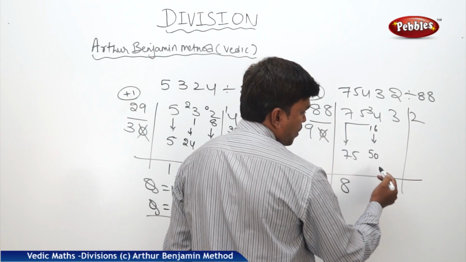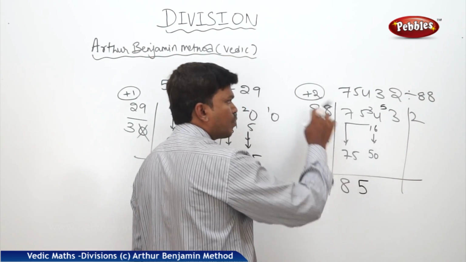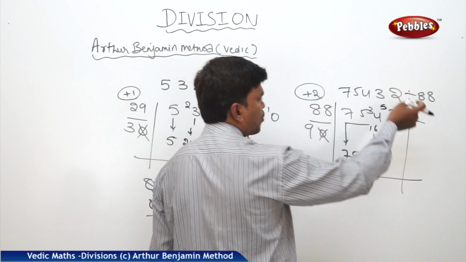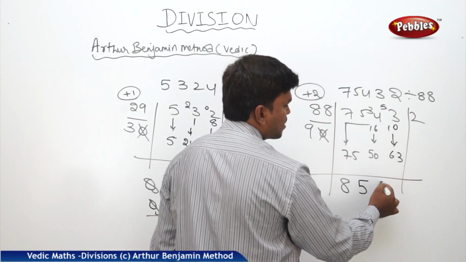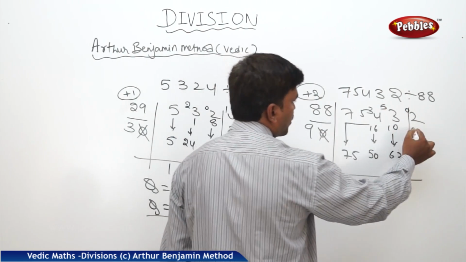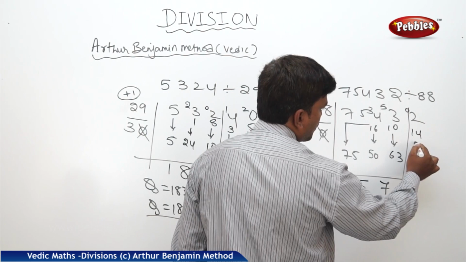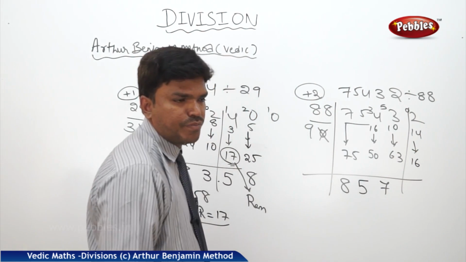How many times does 9 go in 50? 9 5s are 45. Remainder 5. Now 5 into 2 again. 5 2s are 10. Add it to the next number. 53 plus 10, 63. So 9 7s, 63. Remainder 0. 7 into 2, 14. 2 plus 14, 16. So 16 will be my final remainder.